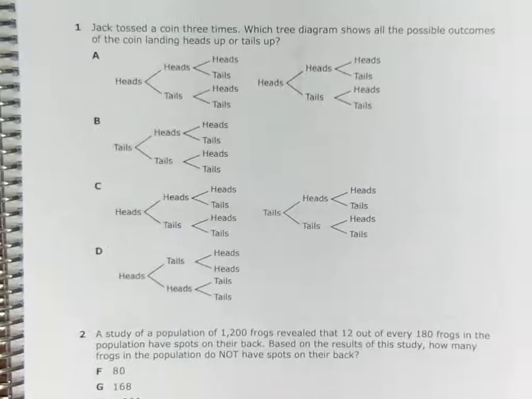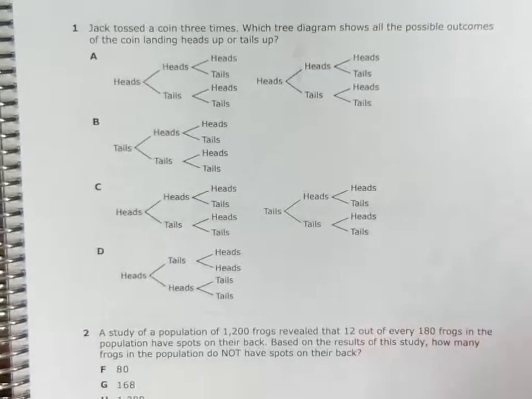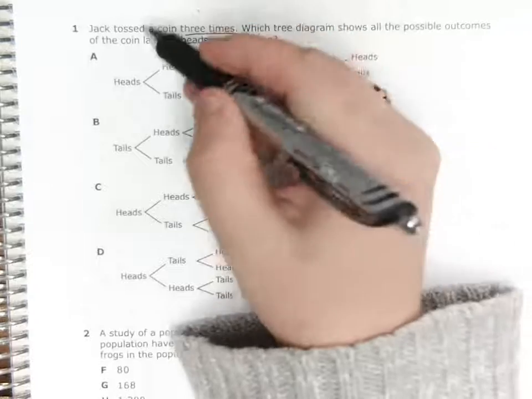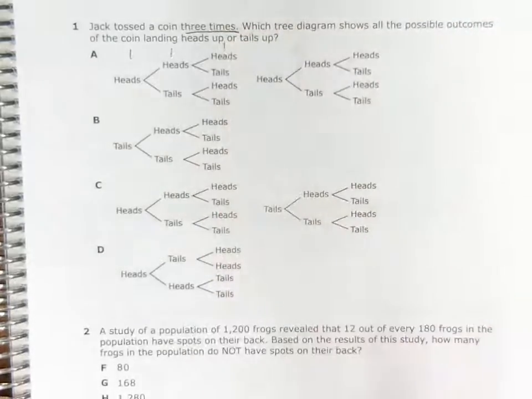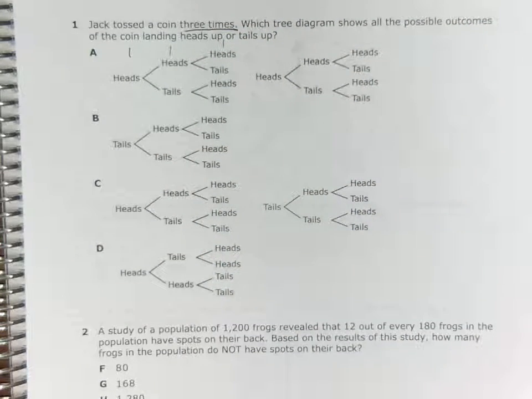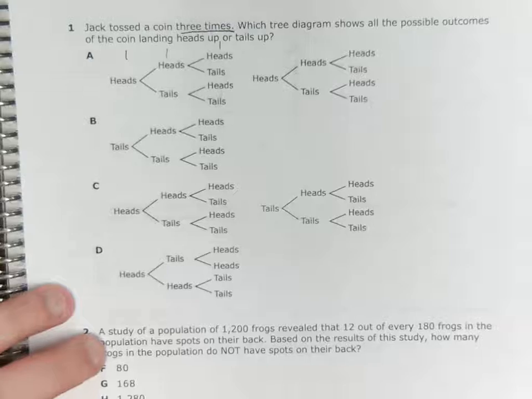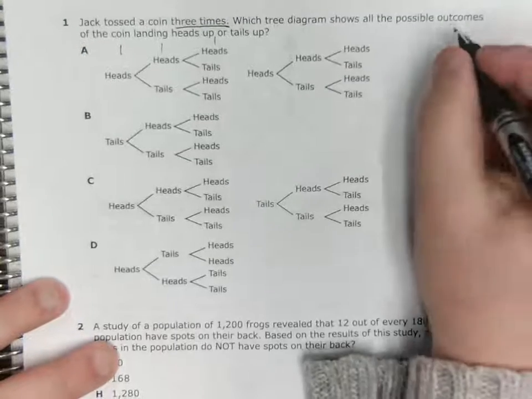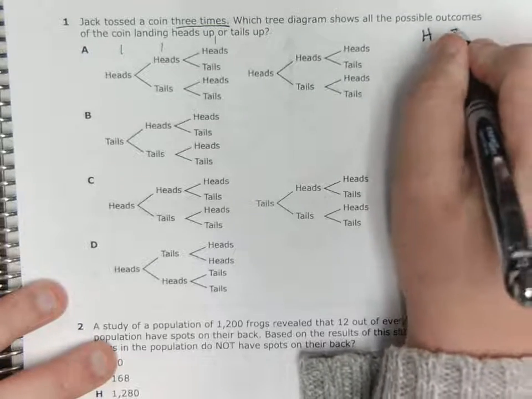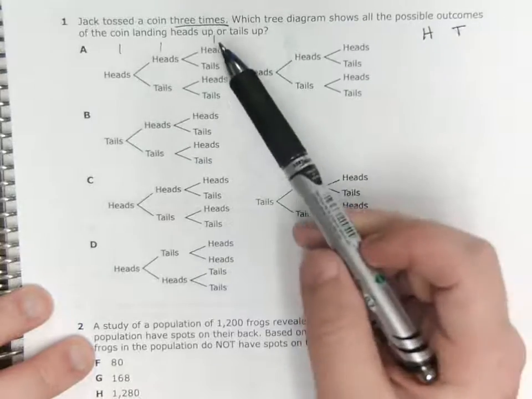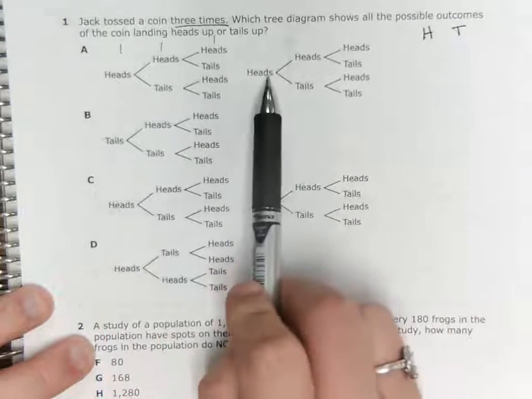Sorry, guys. Jack tossed a coin 3 times. So if he tosses it 3 times, that means there should be 3 branches on the tree. Which tree diagram shows all the possible outcomes of the coin landing heads up or tails up? So we know on a coin, there's 2 outcomes, heads or tails. So the first time he's going to get a heads or a tail.